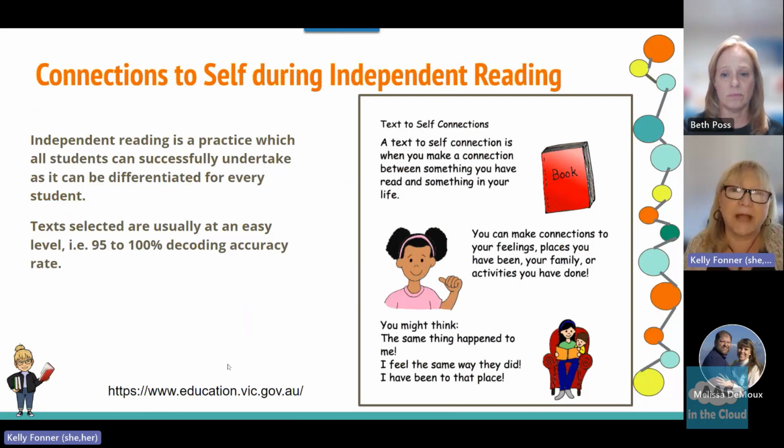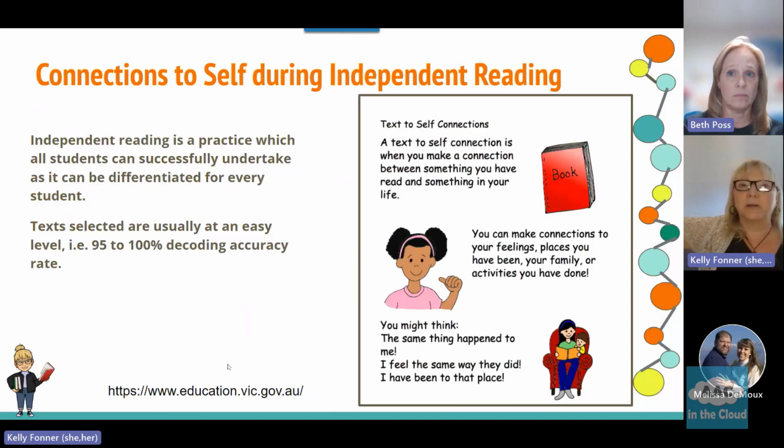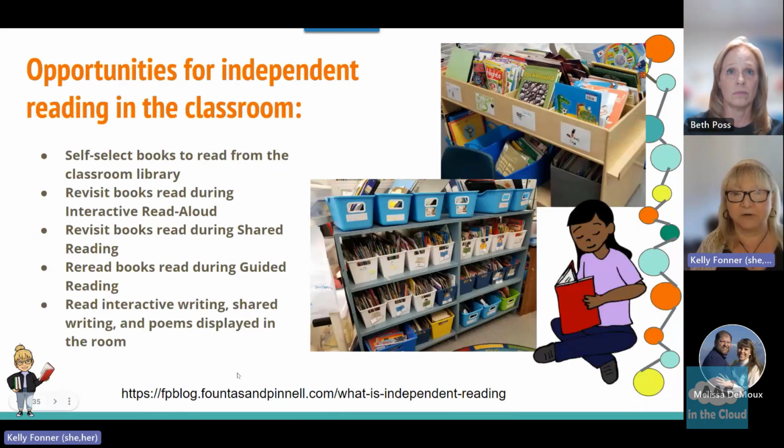Now, when we talk about the books that are available during independent reading, we're not talking about books that are at a student's instructional level, where you're trying to teach them more about reading and decoding unfamiliar words. You're really looking at giving them a selection of books in which they have 95 to 100% decoding accuracy. These are the books that they read and reread, and they know them inside out without even looking at the page. But you really want to be building fluency. You want to be building confidence in reading.